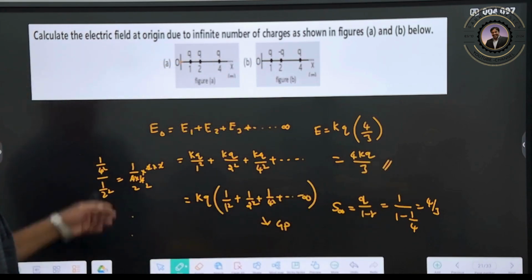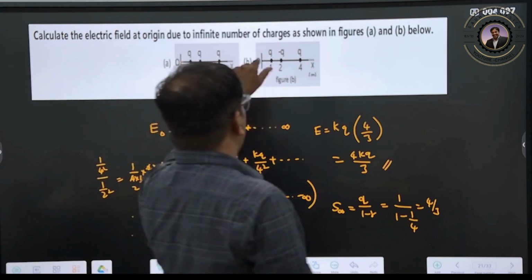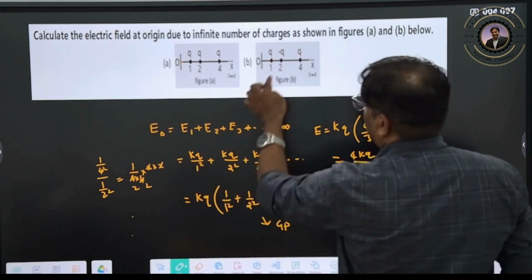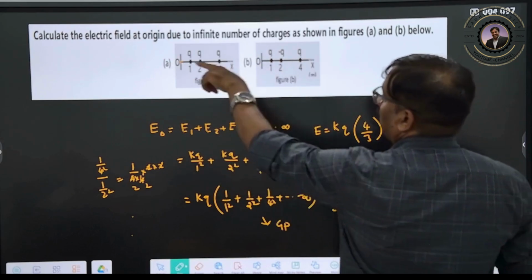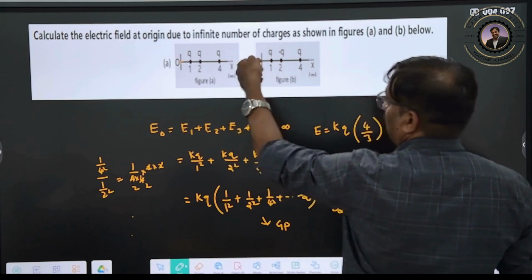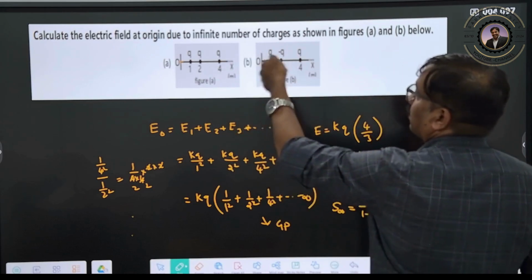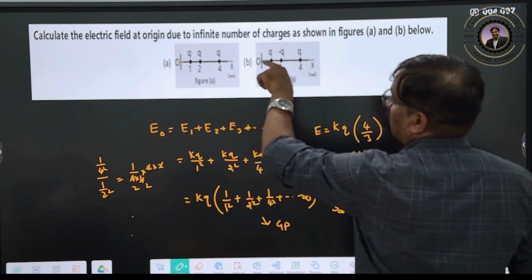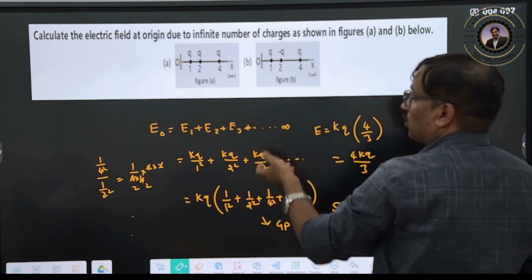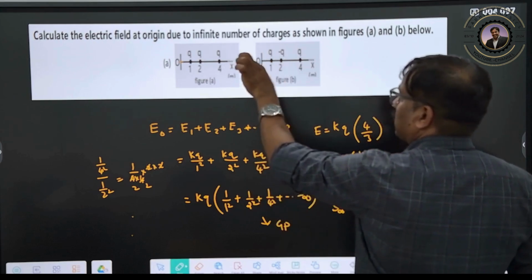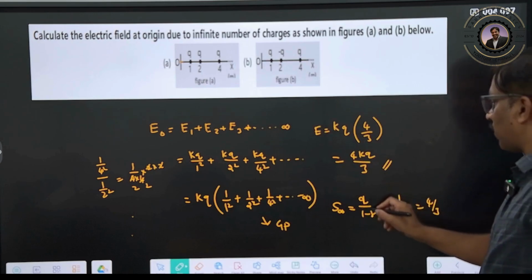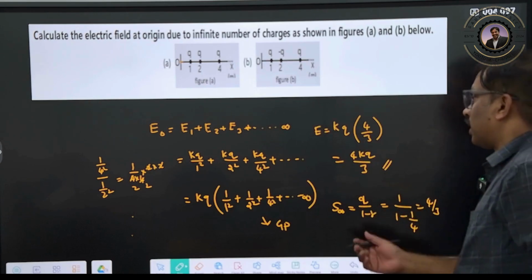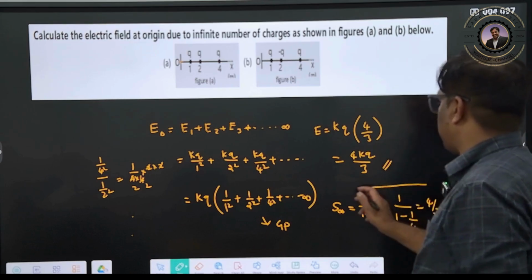Clear? Now in this situation, the first one is positive and this one is negative. This side is i cap and this side is minus i cap. So you can take one side as positive and the other as negative, then rewrite it as a by 1 plus r. Then you can get it very easily.